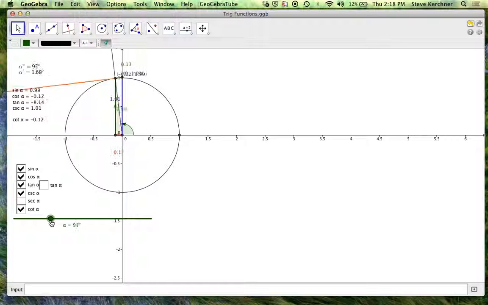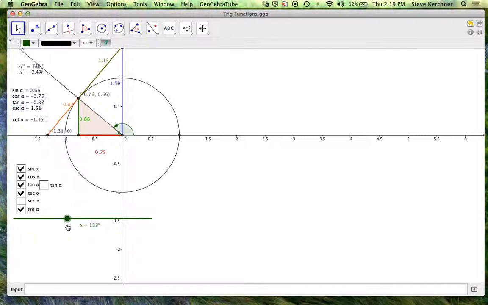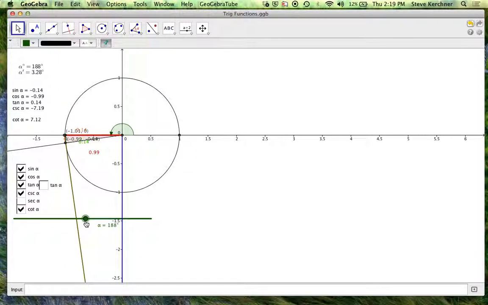As I move into the second quadrant, you'll notice that the cosecant again grows and grows and grows as the sine decreases. As I move into the third quadrant, we see that the blue line is quite long, 4.81 now, because we have a value of sine of 0.21. Sine is negative, so cosecant will also be negative.